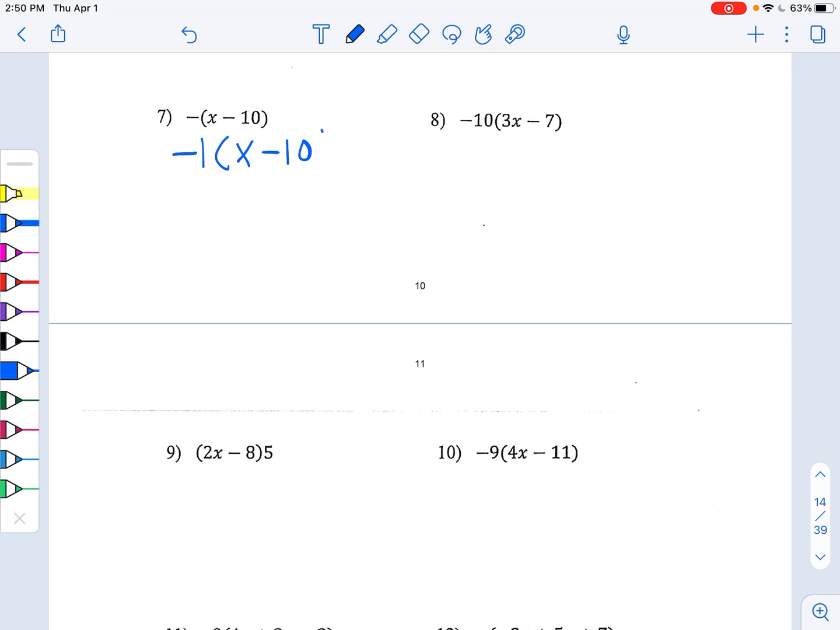This one right here is a little tricky because it looks like this. It's like a negative 1 is out there. It's invisible. So you have a negative 1 times x. That would be a negative 1x. And then you have a negative 1 times a negative 10. A negative times a negative is a positive.